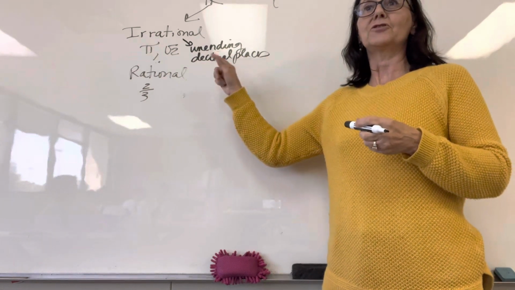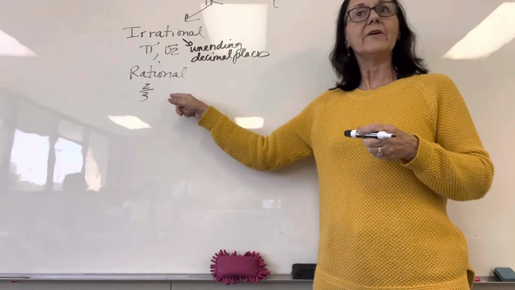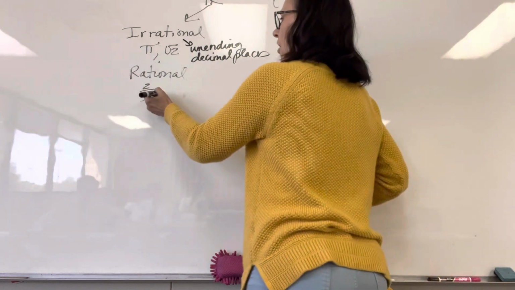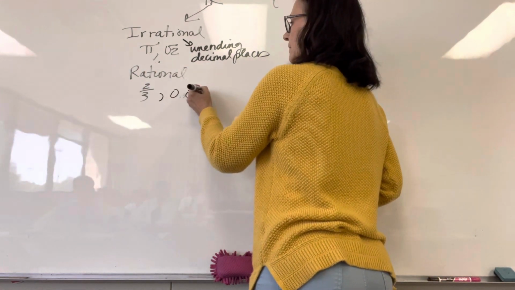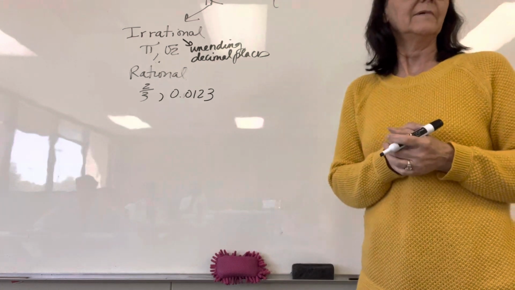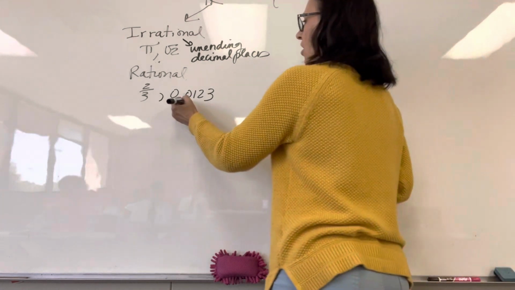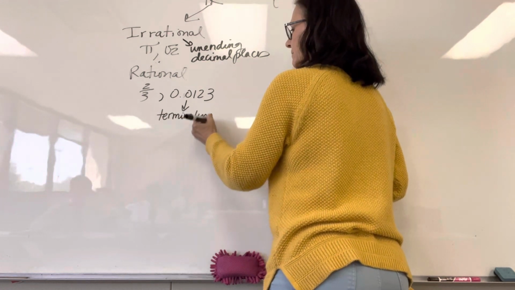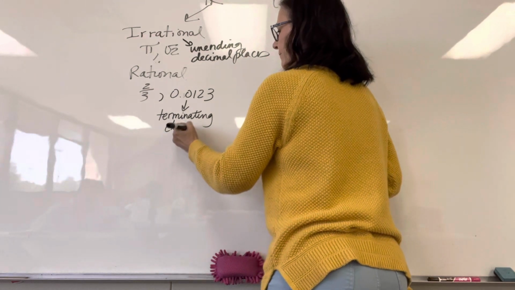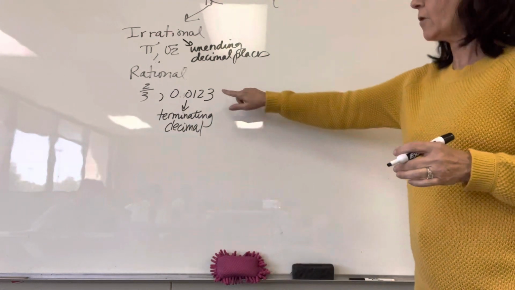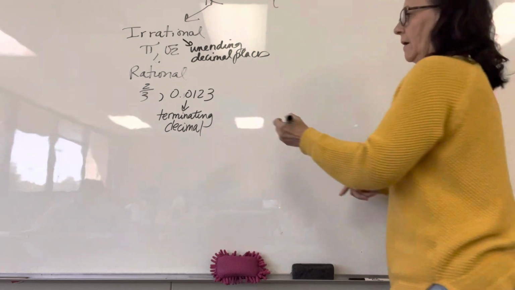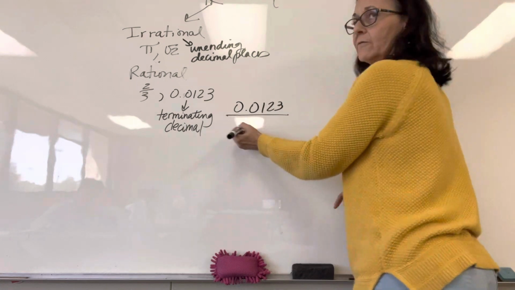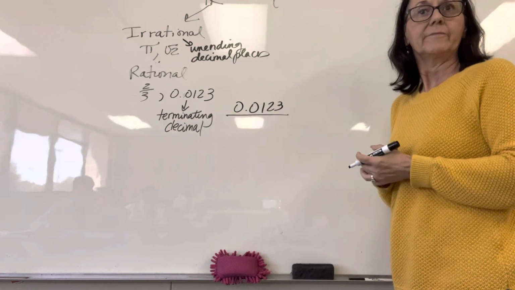Okay. Listen, every rational number can be written as a ratio. So it could also be that. That is rational. That is called a terminating decimal. I can write this as a ratio. It's 0.0123. I can write anything over 1 without changing the value, right?